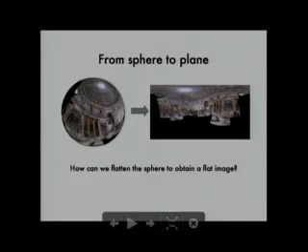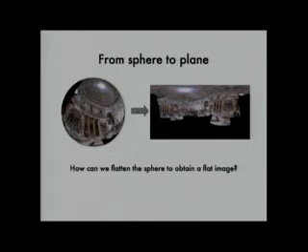Something that's not really clear is once you stitch your images on the sphere, you get something that looks like that. How do you then open it back again into a single flat picture, which is often what you want to obtain? So just a note on that.